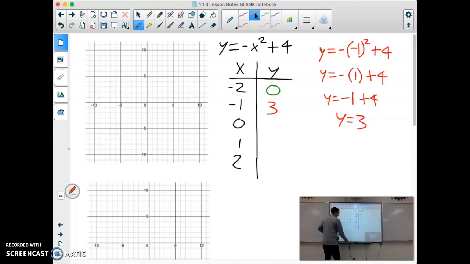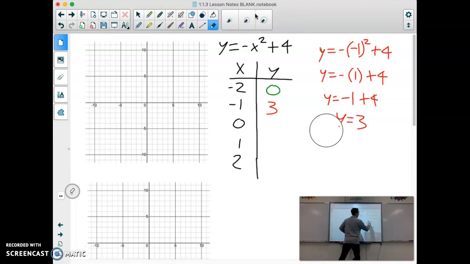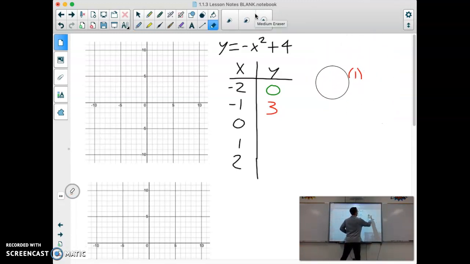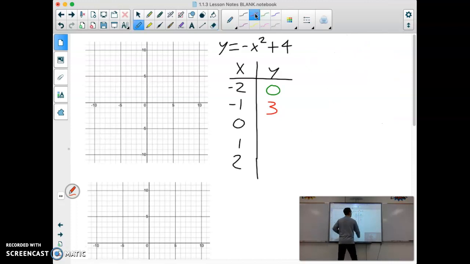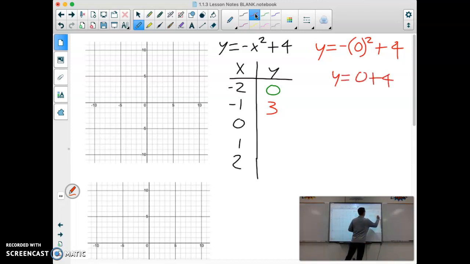0 should be pretty easy to figure out here. y equals minus 0 squared plus 4. So 0 squared is going to be 0. 0 times a negative is still 0. So we have 0 plus 4. So y is going to be equal to 4 for 0.